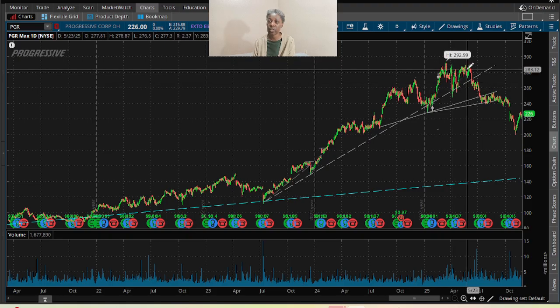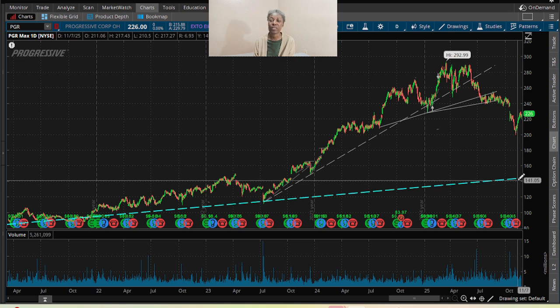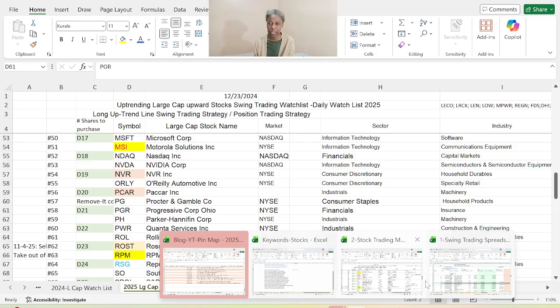So therefore, it is safe to say that maybe it's going down, but it's nowhere near where we want to buy. Therefore, it is not a buy just yet.